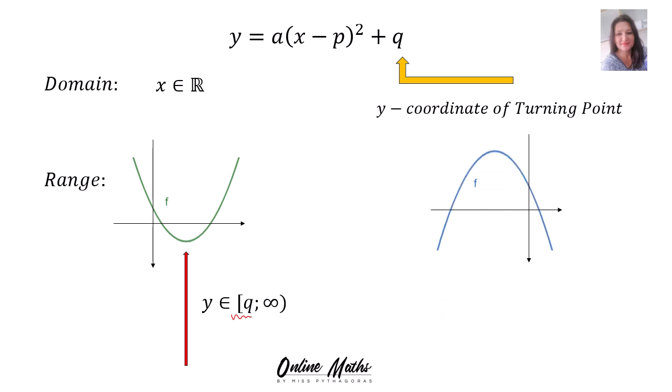If your parabola is in this form, the range is still the Y coordinate of the turning point, but you read it from the bottom, so this graph will be Y is an element from minus infinity, not included, up to Q, the Y coordinate of the turning point, and you include that one.